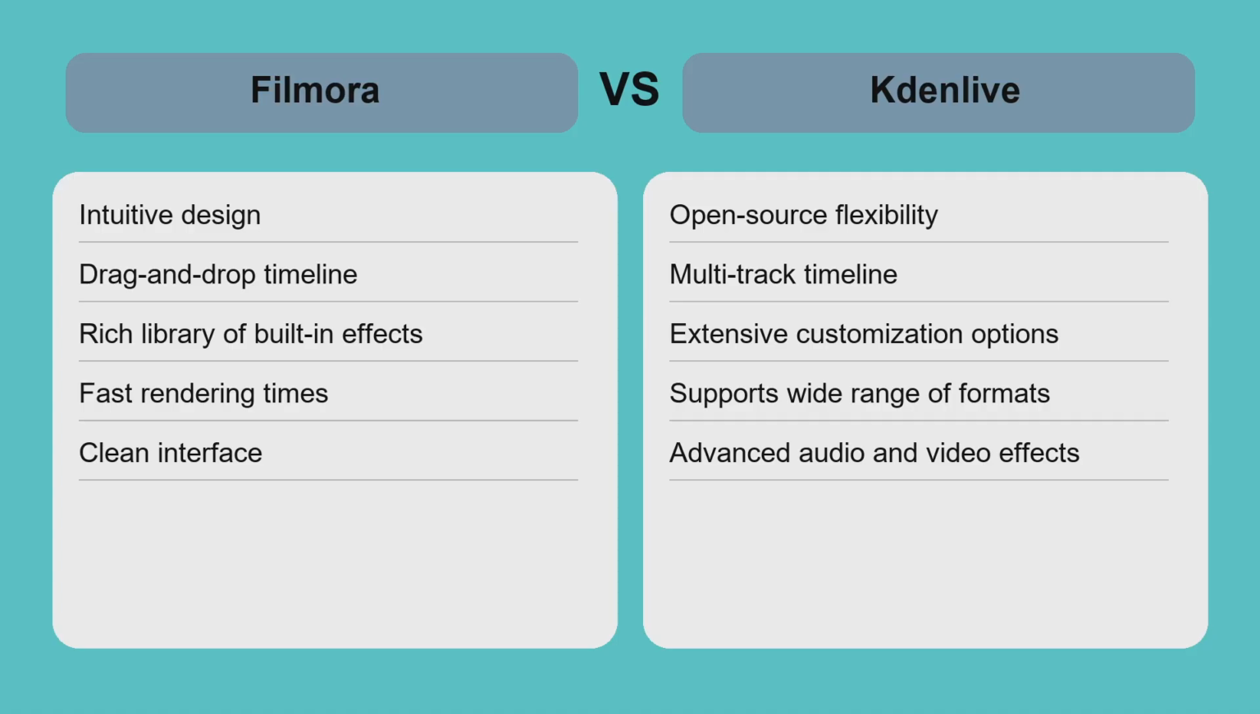Filmora's watermark in the free version may limit professional use, while Kdenlive's occasional bugs require patience and troubleshooting. For social media content or beginner projects, Filmora offers a smoother experience. For detailed editing and format versatility, Kdenlive stands out. Both are excellent free options depending on your editing style and technical comfort.